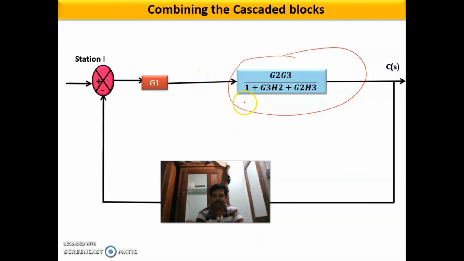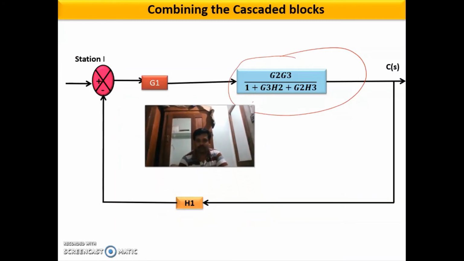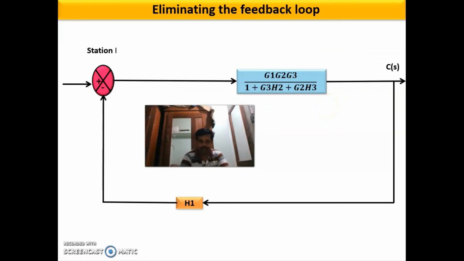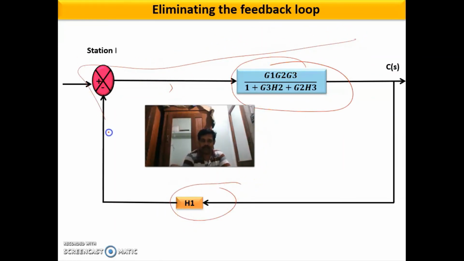Now these two blocks are in cascade, so we can combine these two blocks into one block, and you'll be getting it like this. Now again you are having one feedback.